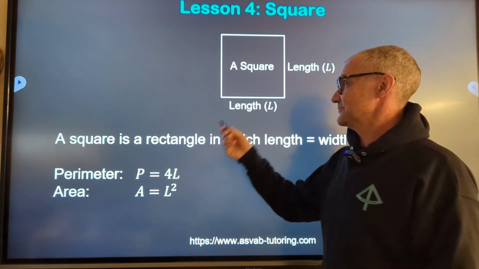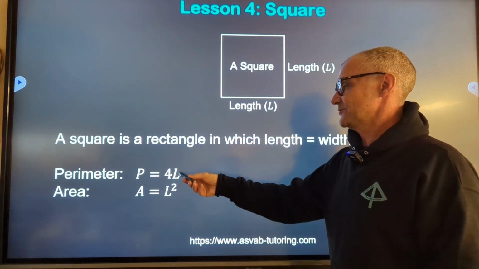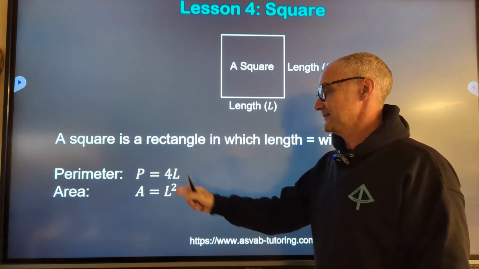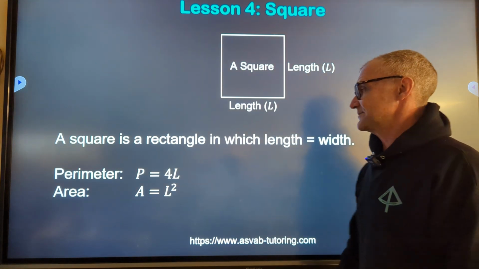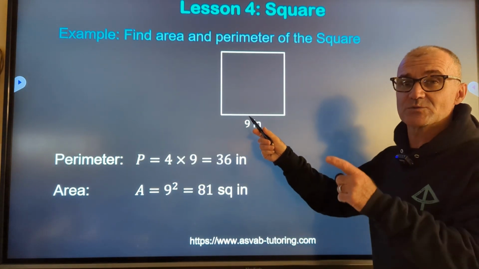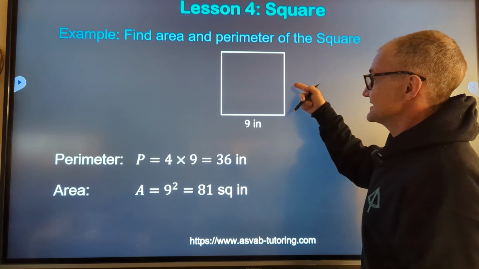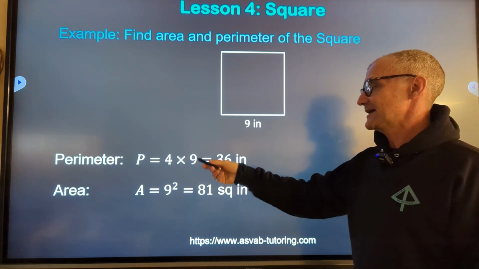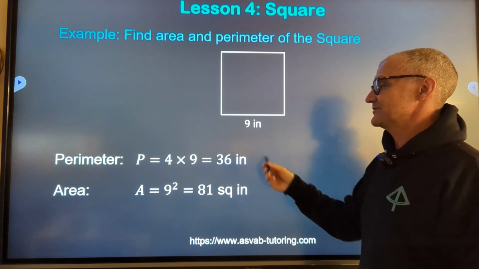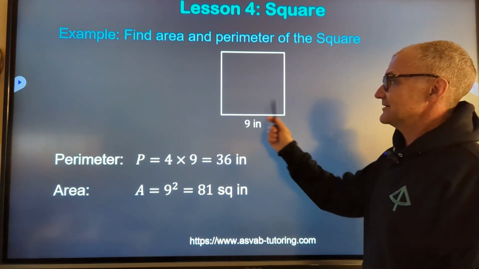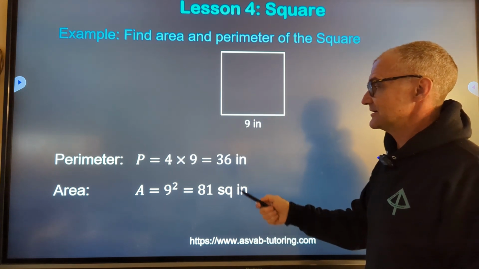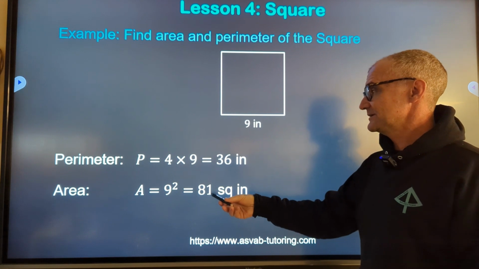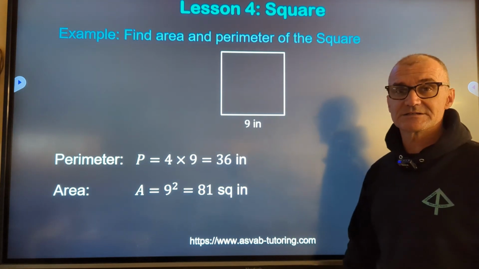So the perimeter is going to be whatever one length is times 4, and then the area is going to be this number squared, or the length squared. Squared just means times itself. So if I had a square with one side of 9, that would mean this side is 9 as well. So the perimeter is going to be 4 times 9 inches, which gives me 36 inches. And then the area, the shading on the inside of this square, is going to be 9 times itself, 9 squared, 81. Inches times inches is square inches.